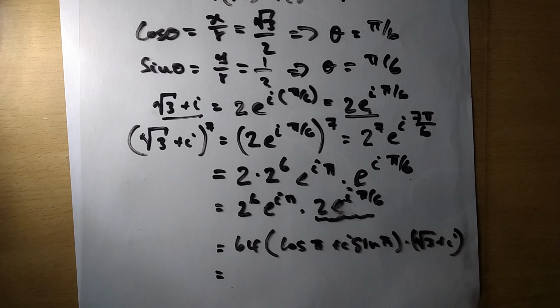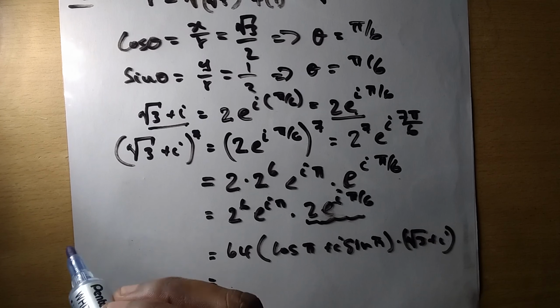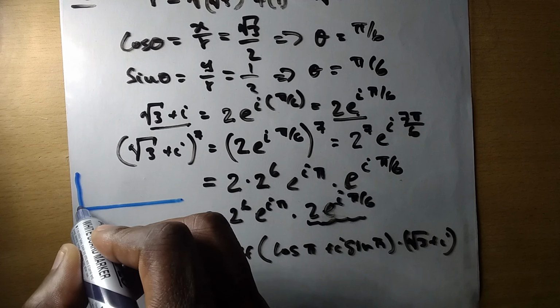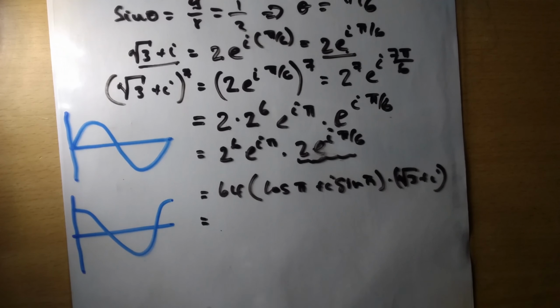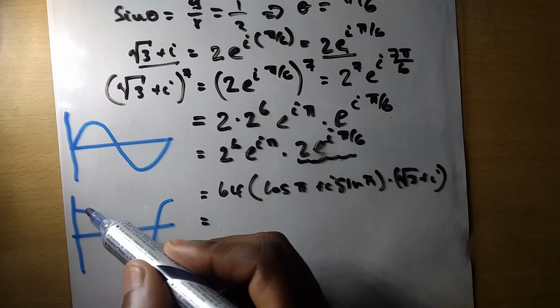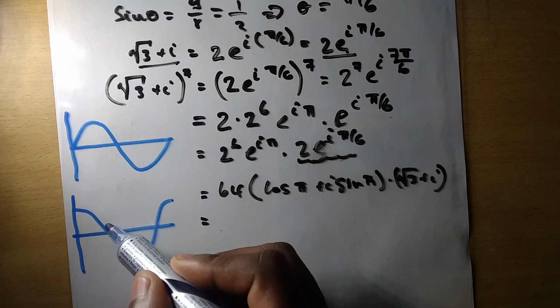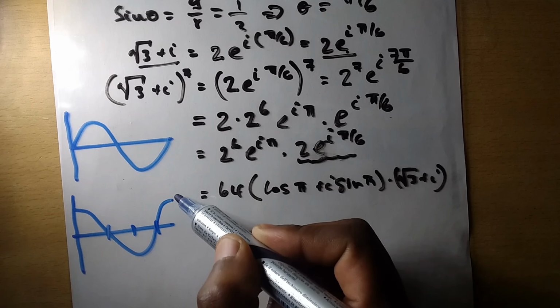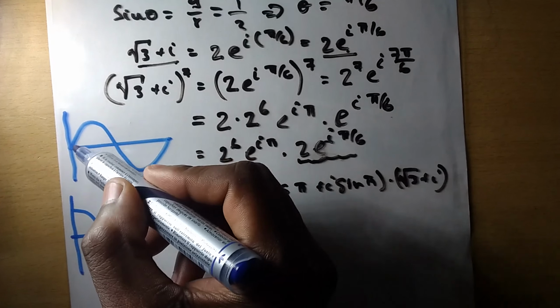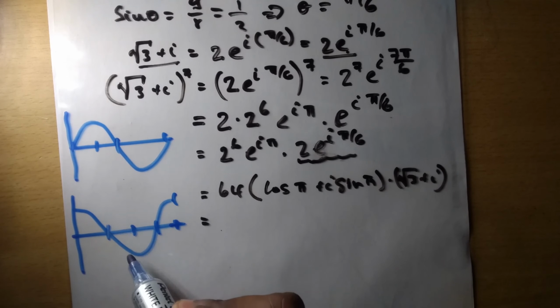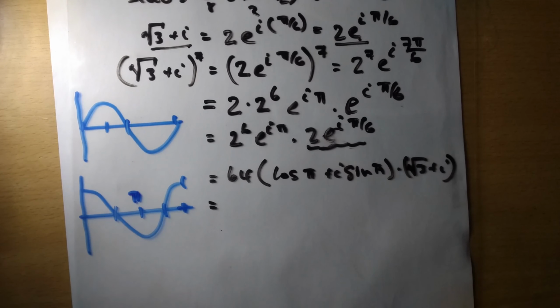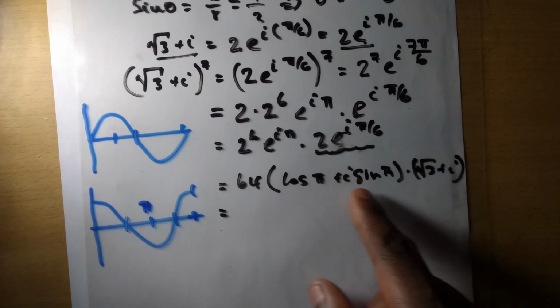Now cos of pi is just -1. Okay, let me show you here. We just draw this here, our little diagram that we can always take. This is sine, this is cos. Now if you check closely, this is 0, this is pi over 2, this is pi, this is 3 pi over 2, and this is 2 pi here. And this is 0, this is pi over 2, this is pi, and this is 2 pi. Now cos of pi is -1, and then sine of pi is just 0.